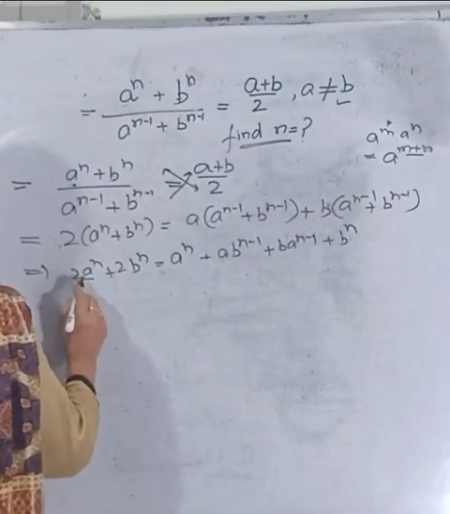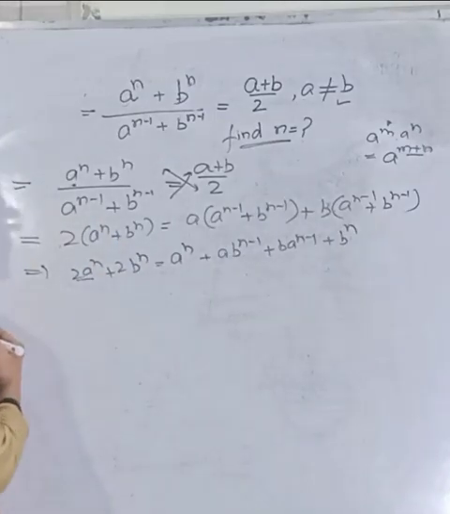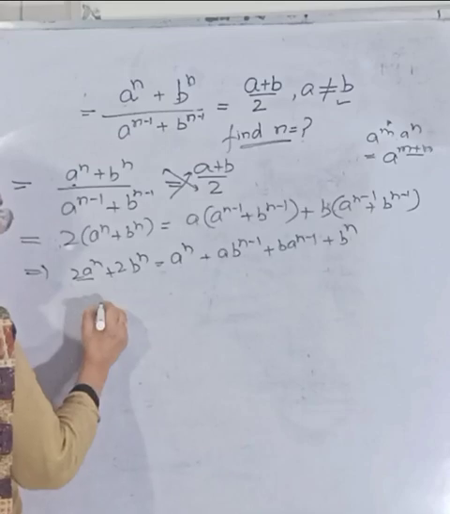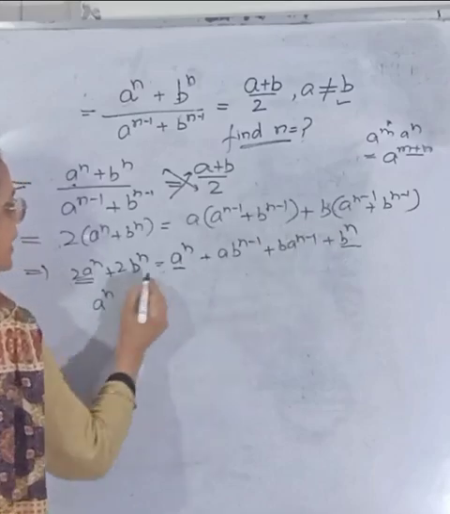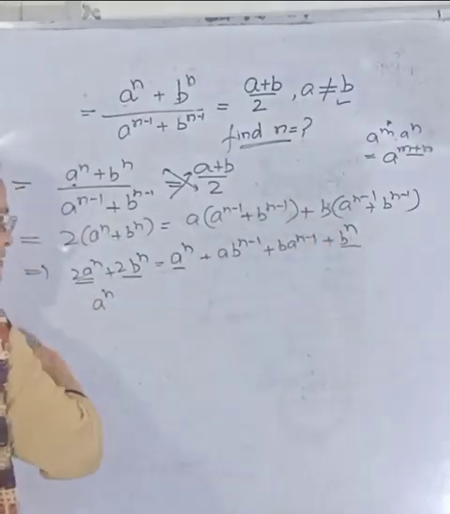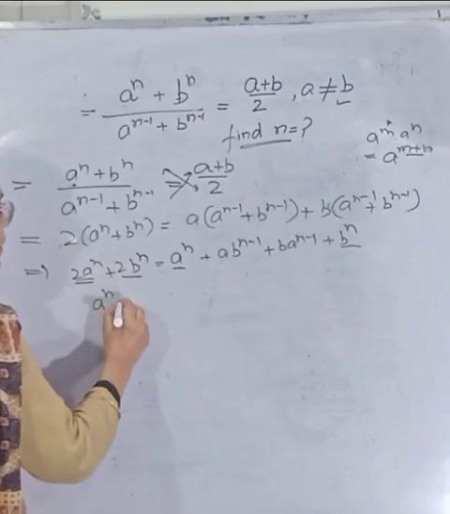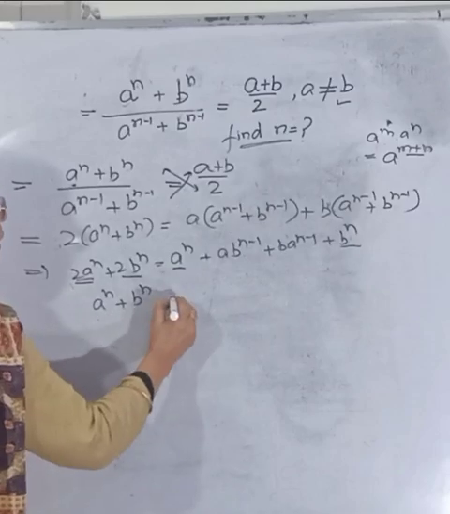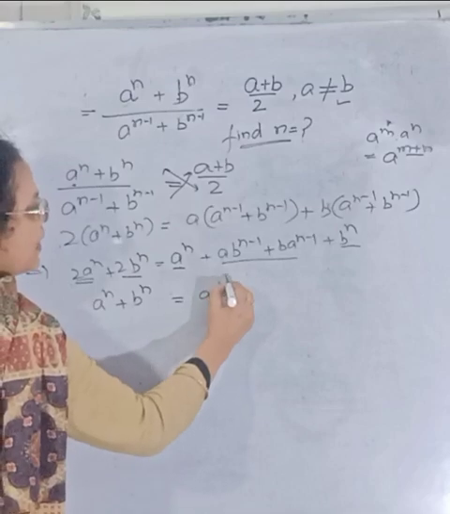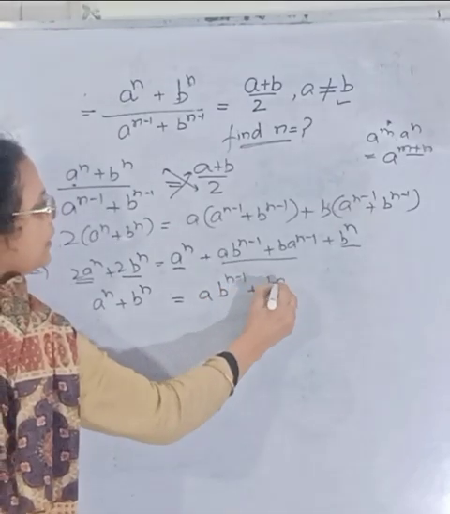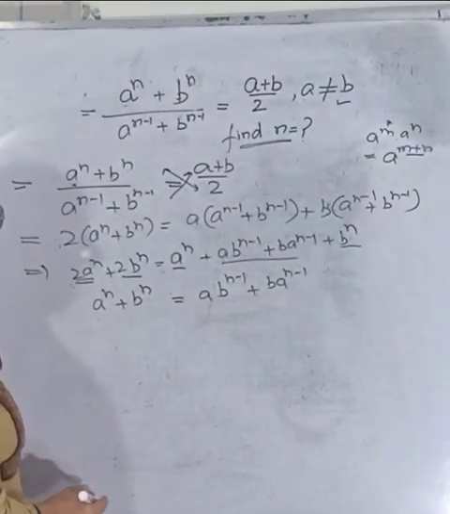This is positive and this is also positive. This is 2 times a^n. When it goes to the left hand side, it becomes minus, so that we get a single a^n with this. Same is the condition with b^n and 2b^n. When b comes to this side, it will be with a negative sign and it gets cancelled, and a single b^n will remain. Now on the right hand side we are simply having a b^(n-1) plus b into a^(n-1).